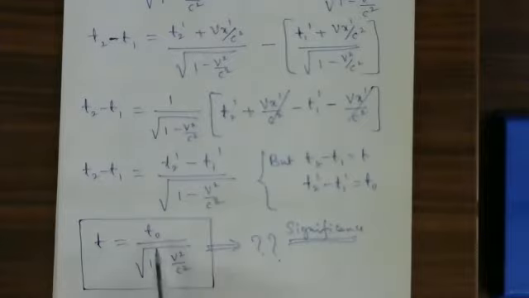What concept do you have under this particular equation, T is equal to T naught divided by square root of 1 minus V square divided by C square? As V is more and more, the denominator is smaller and smaller. Therefore, T is larger and larger.